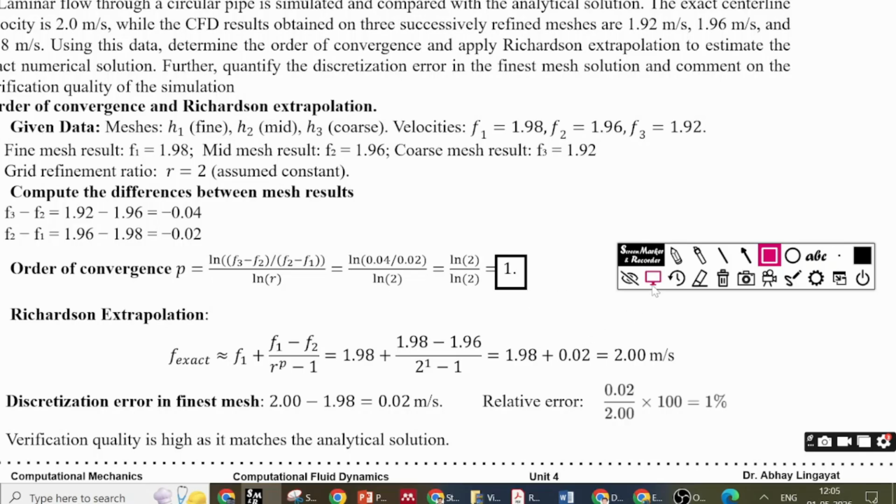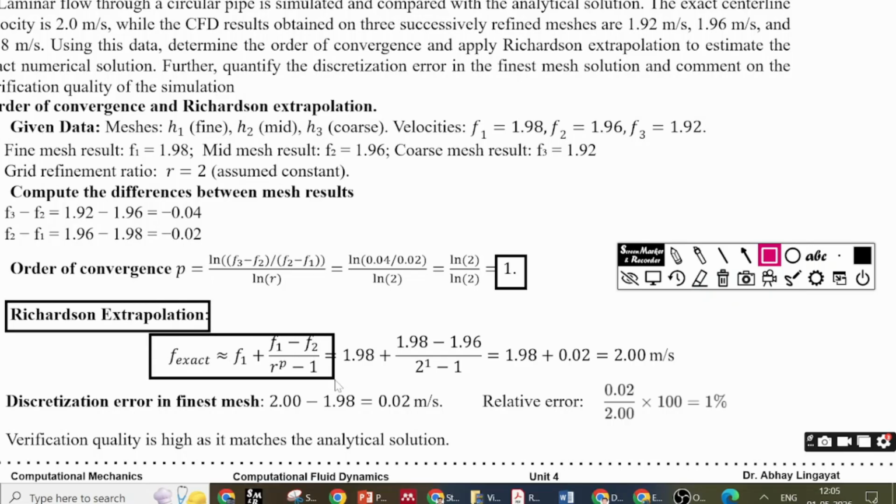Now once we get the value of p, we will go for the Richardson extrapolation method, where we try to find the exact solution using the fine grid values, and the convergence behavior can be identified. So phi exact, that is the exact value of velocity, or F exact, is equal to F1 plus (F1 minus F2) divided by (r to the power p minus 1). This value gives the exact solution, and that will be the output which gives the exact value of our velocity, which should be the free stream velocity.